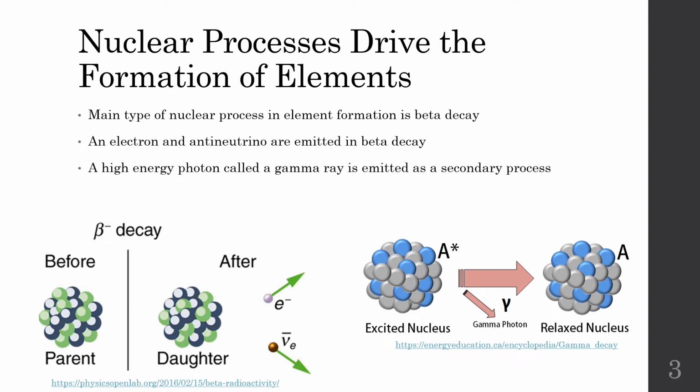Nuclear processes that occur in the core of stars drive element formation. One such process of main interest is called beta decay. Beta decay is a process that transforms one element into a different element through the emission of an electron and antineutrino from the nucleus of the element. The new element nucleus is then left in an excited state, which can de-excite through the emission of a high-energy photon called a gamma ray.